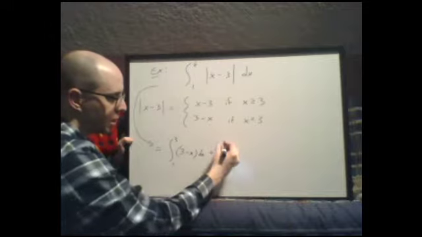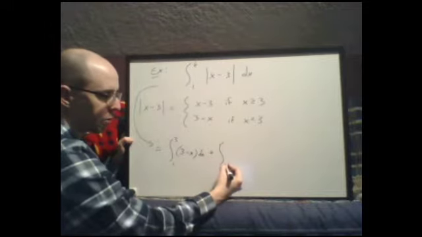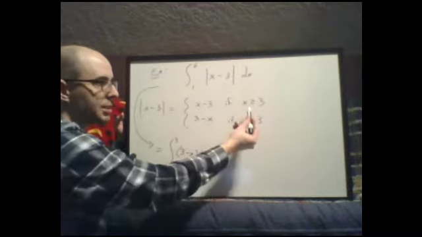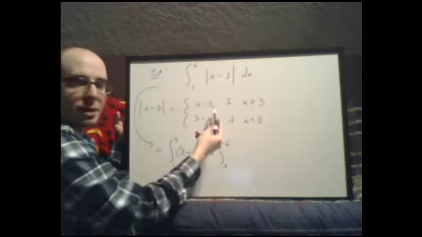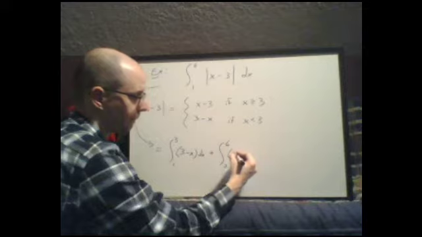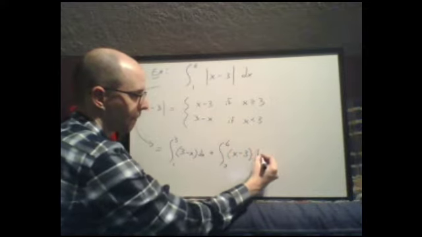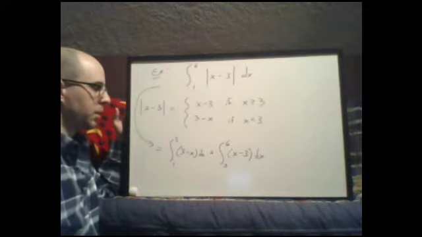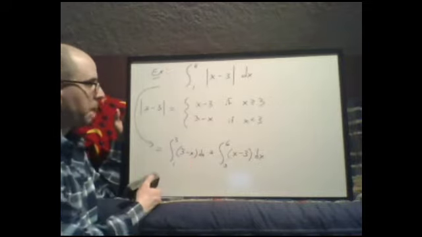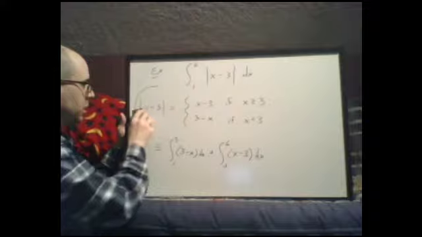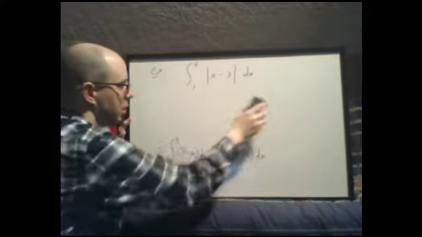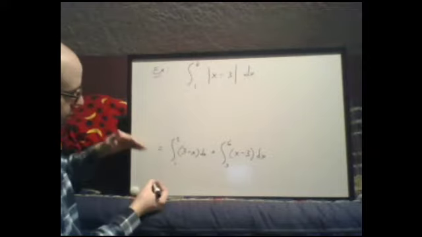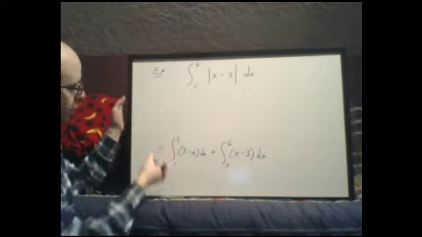And then we plus the integral the rest of the way, 3 to 6. Between 3 and 6, x is bigger than 3, so we'd use x minus 3 as our formula. Right? So again, we've got two integrals to evaluate. I'm going to do my next step above this.